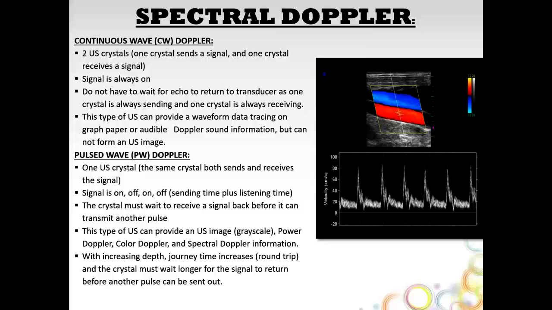So not only our grayscale image, but also our Doppler image. So you can have a grayscale ultrasound image, a power Doppler image, a color Doppler image, or a spectral Doppler image, all based on this pulsed wave Doppler. With increasing depth, the time it takes to go round trip is going to increase, and the crystal is going to have to wait longer for the signal to return before another pulse can be sent out.